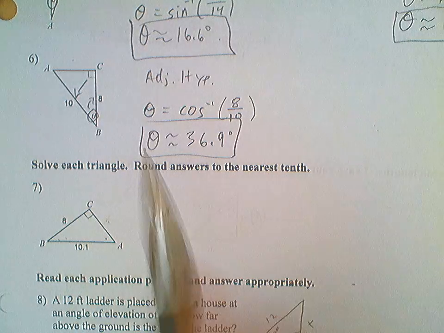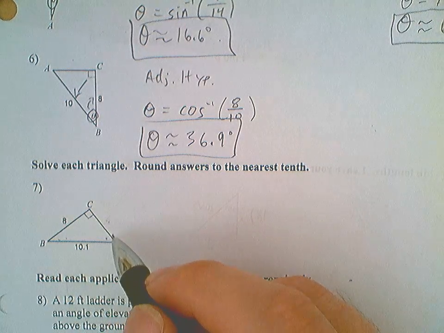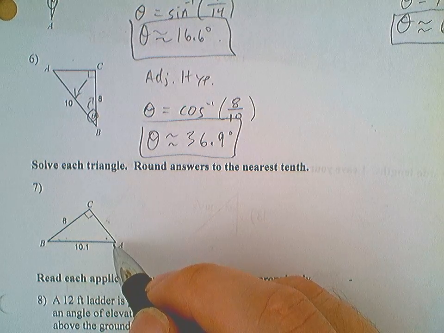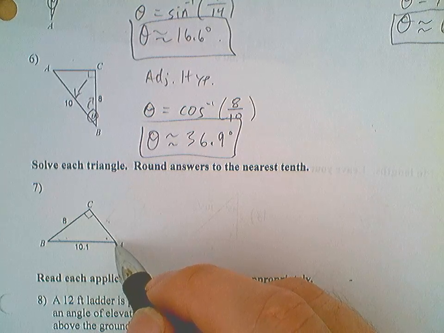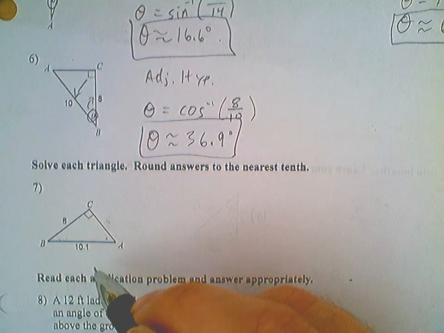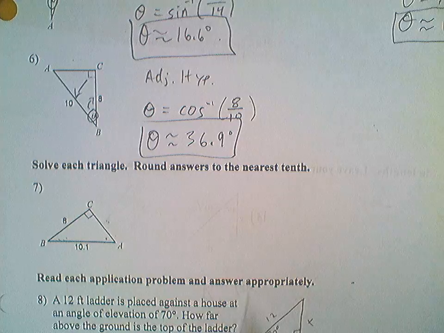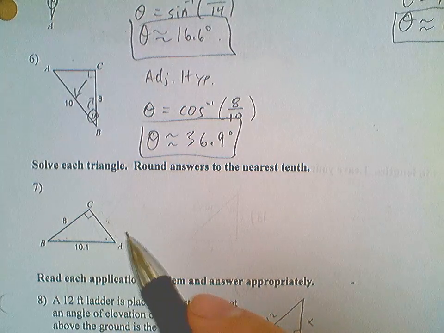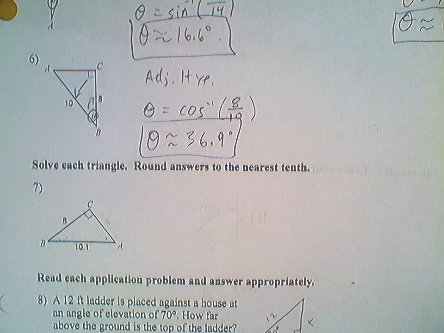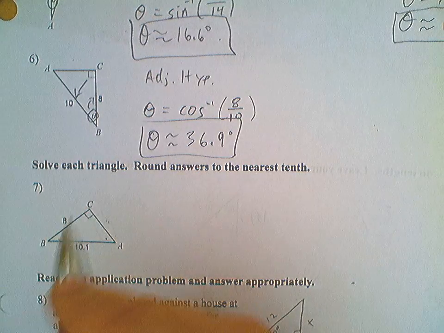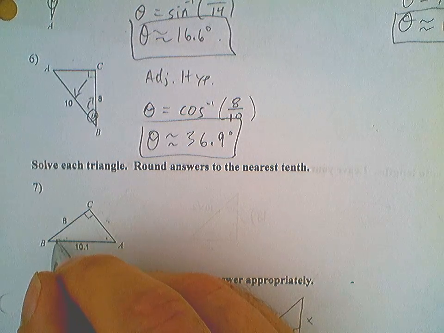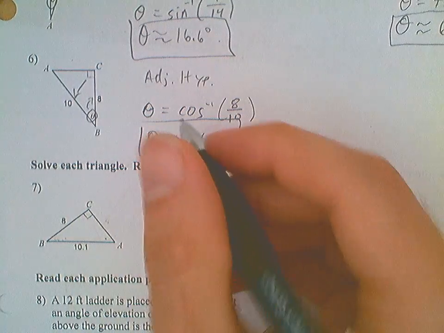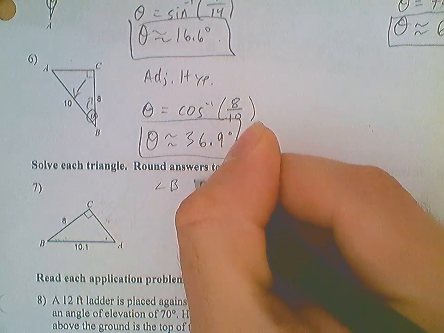I don't even think it really matters which one we try to find first. We could find either of the angles using inverse trig functions. We could also find this side first if we wanted to using the Pythagorean theorem. I think I'm going to find angle B first, though. Let's find angle B.